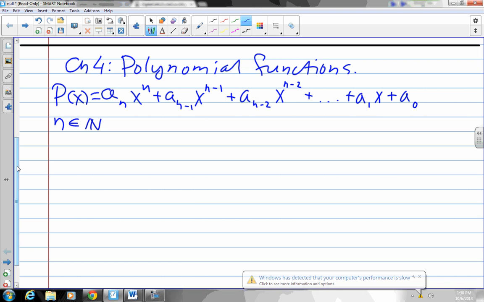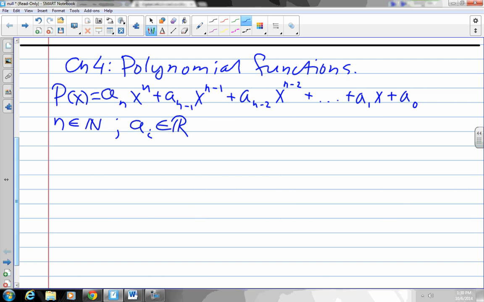So n is a natural number, and all those a sub whatever belong to the set of real numbers, so those are just real coefficients. So that's what you expect from a polynomial. Real number times the variable raised to a positive integer exponent. Okay?